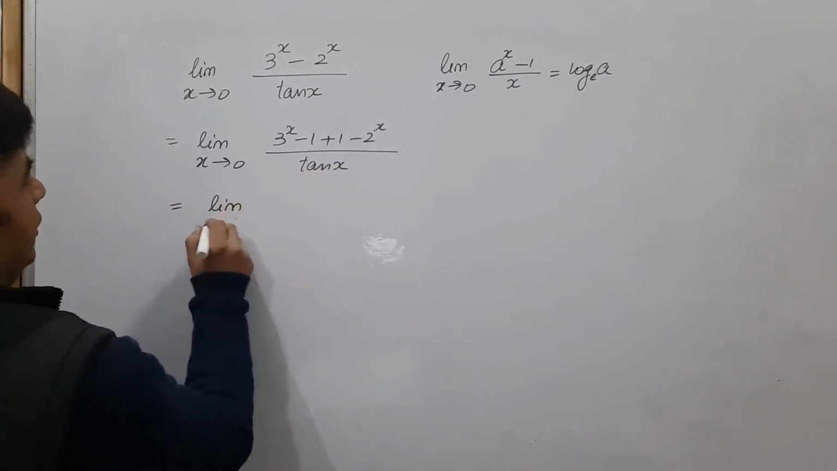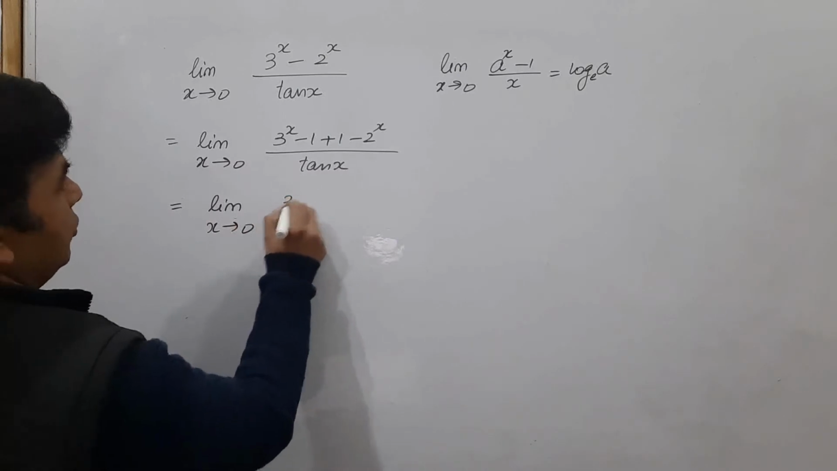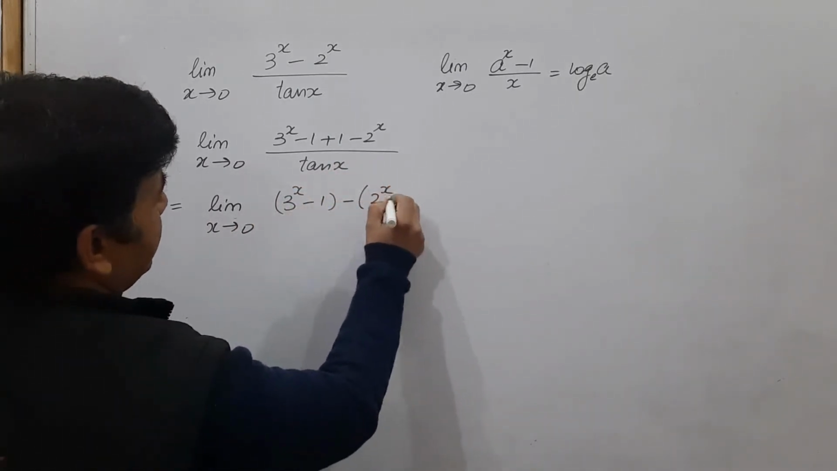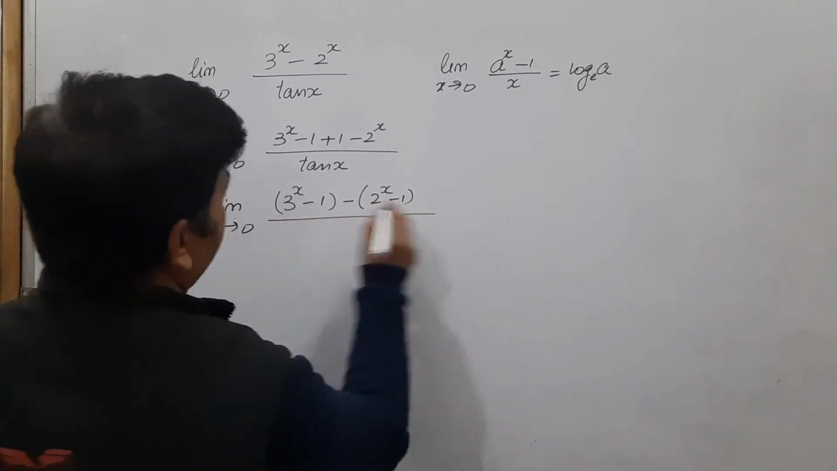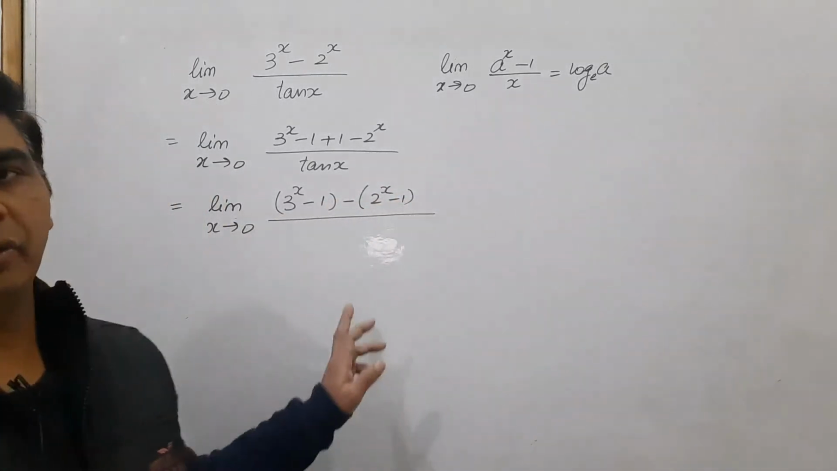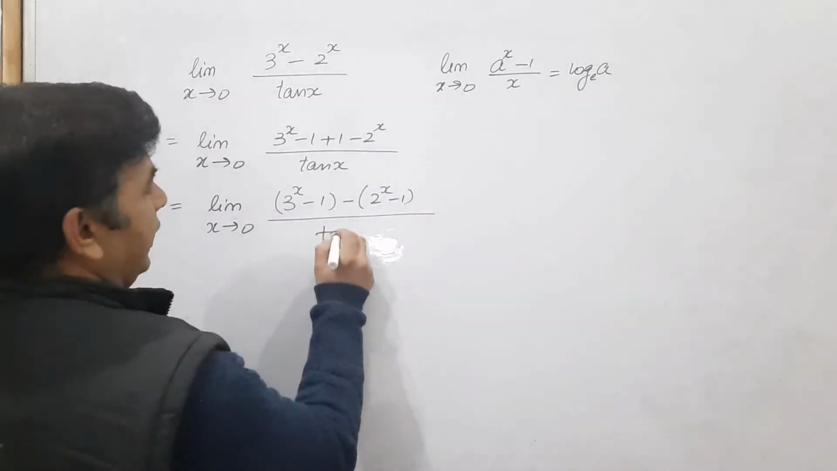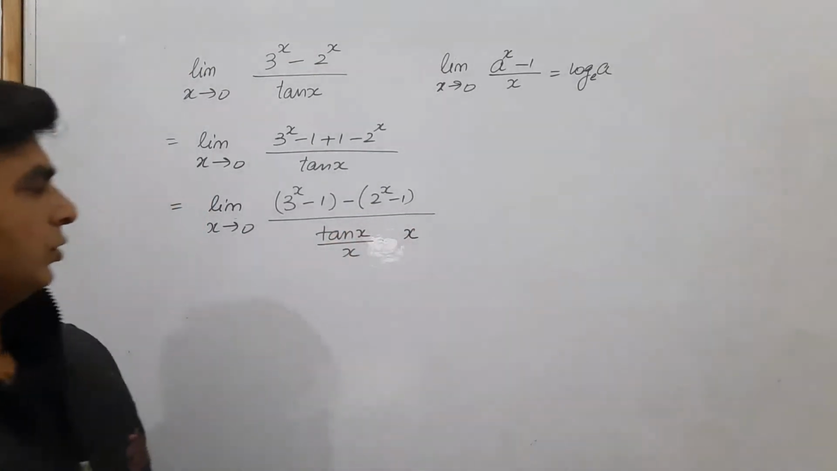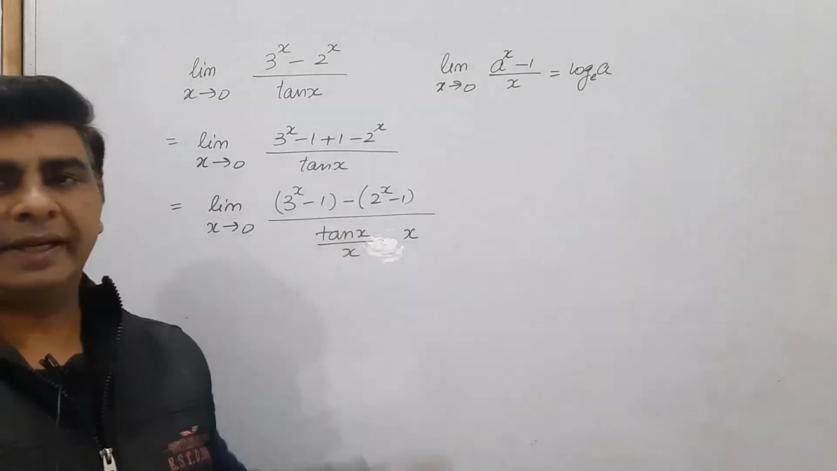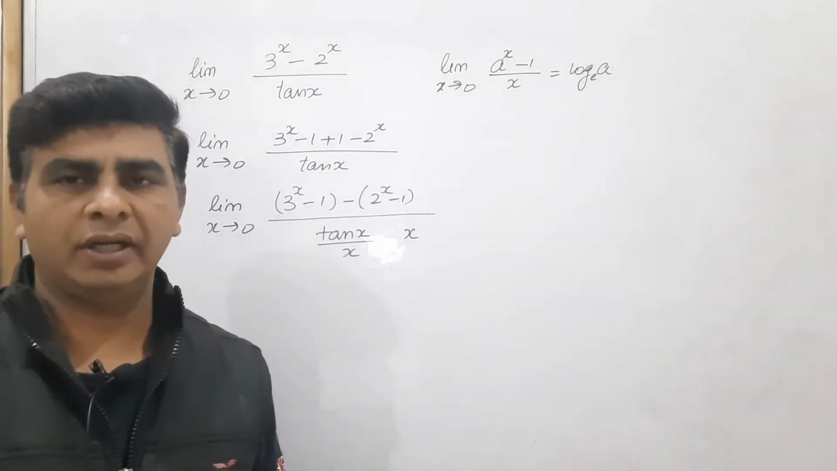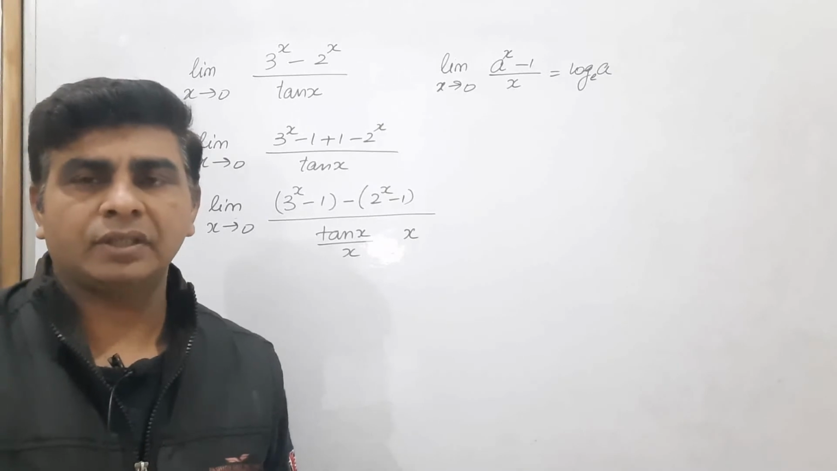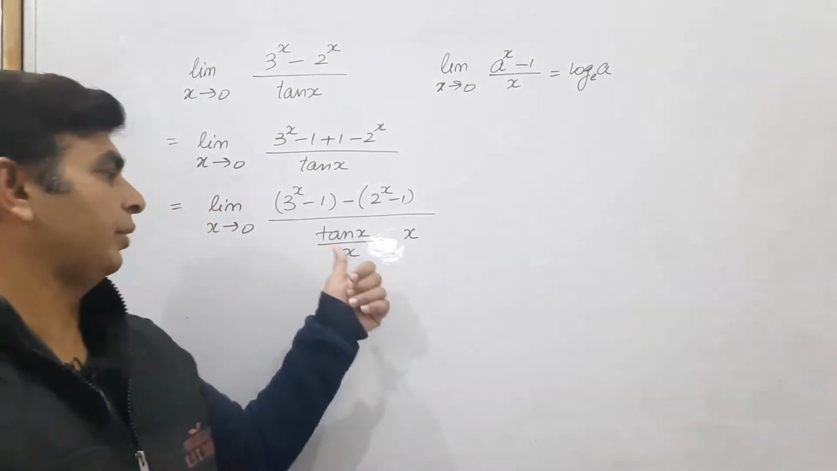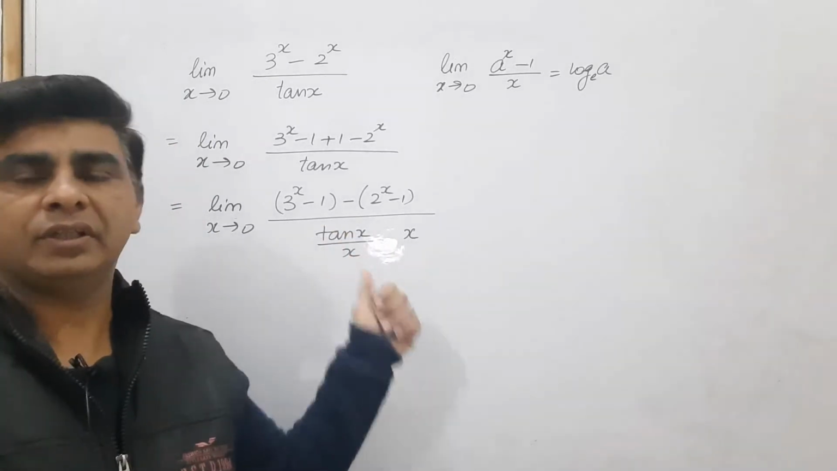like this. Limit x approaches to 0, this is 3 to the power x minus 1, take minus common, so this is 2 to the power x minus 1, because we need x in the denominator. So what can we do? Let me divide and multiply by x also here like this, because we have to solve this tan x also. I have to find the solution of tan x also, and the solution of tan x can be found if limit x tends to 0 and the angle of tan is in the denominator, then this complete value becomes equal to 1.